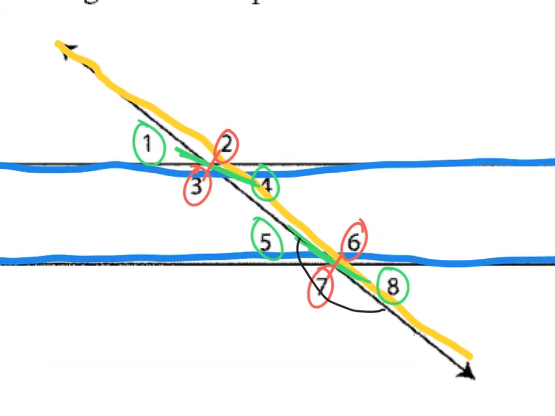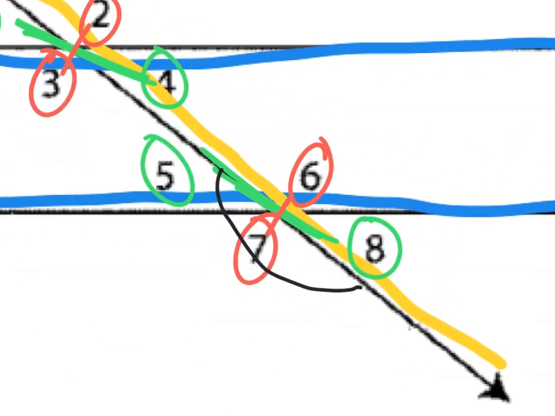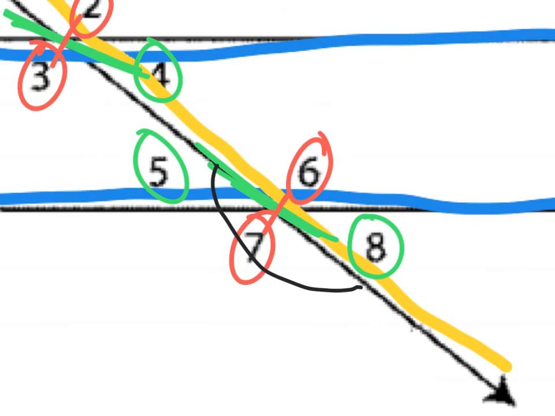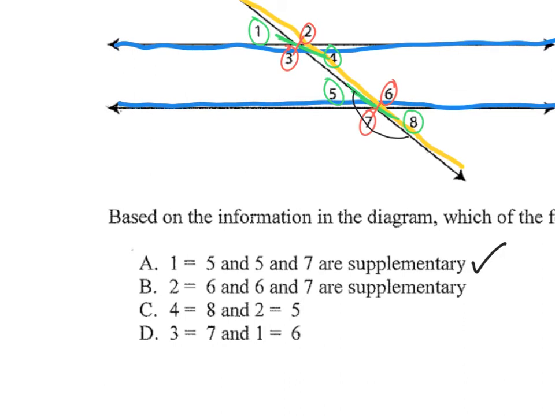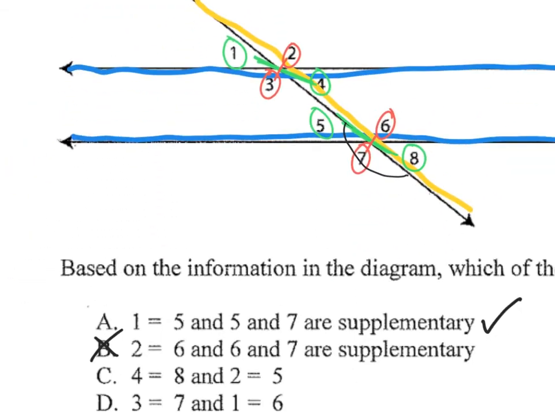On B, it says angle 2 and 6 are the same. Well, angle 2 and 6, they're both red, so yes, they are the same. And it says 6 and 7 are supplementary. Well, angles 6 and 7, they are not going to be supplementary. The two of those together do not make a flat line. So B is out. On C, it says 4 and 8 and 2 and 5 are the same. So let's look at 4 and 8. 4 and 8 are both green, so that's good.